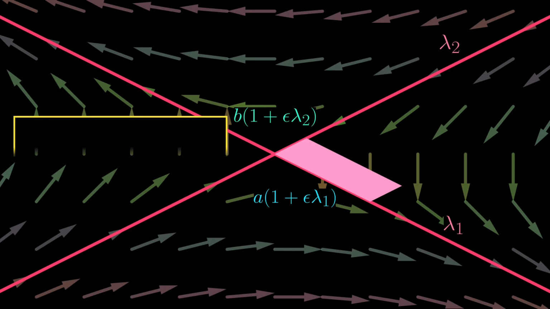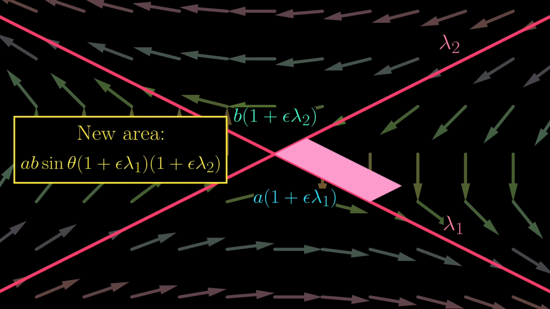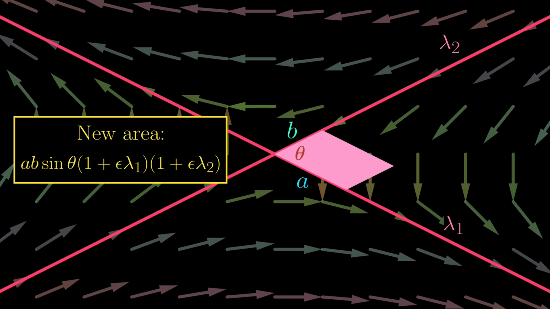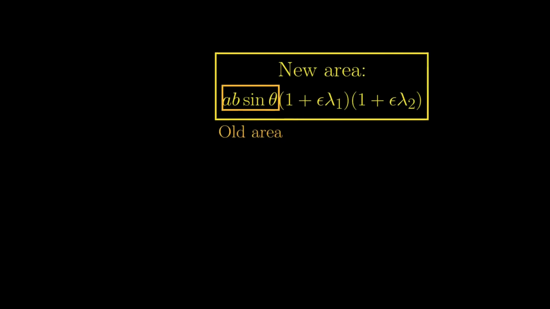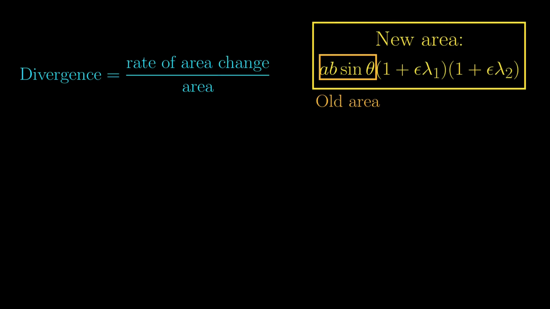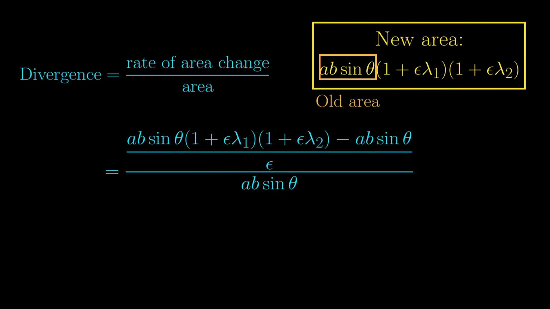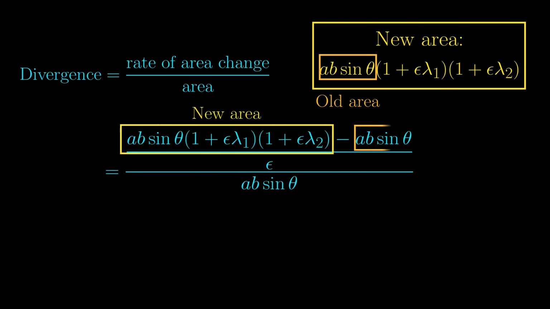The new area is the product of the side lengths and sine theta, where theta is the angle between these two lines. Compare this with the old area, which is ab sine theta. If we now compute the divergence of this vector field, which is the rate of area change per area, then we would have this expression, which is the new area minus the old area over the time period epsilon, divided by the initial area, which is ab sine theta.